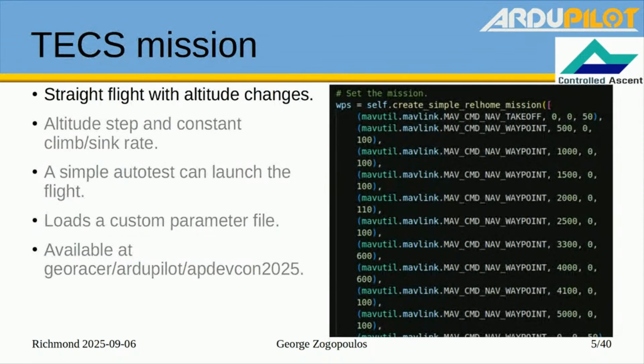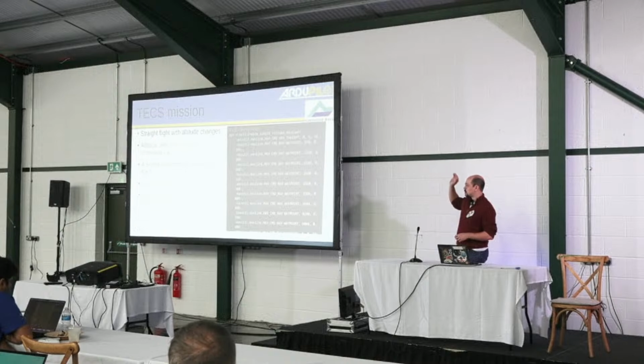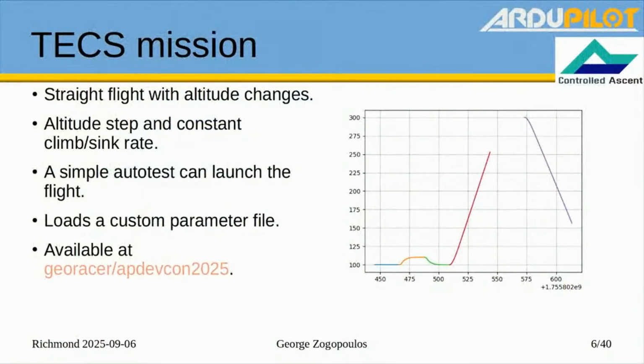So starting with a simple mission, I created an auto test. We run thousands of auto tests every day in our CI suite. So I said, okay, let's make an auto test. It's simple enough. It's the quickest way to run the same mission again and again. And this is just a straight line with altitude changes. This is a definition of continuous waypoints that gets you through a mission whose altitude profile looks sort of like this.